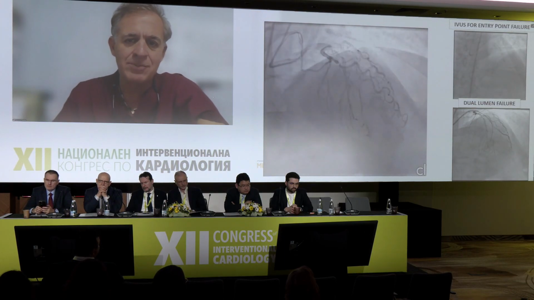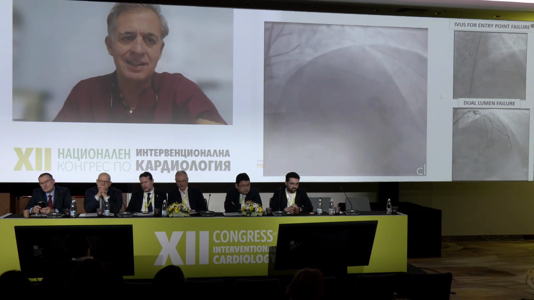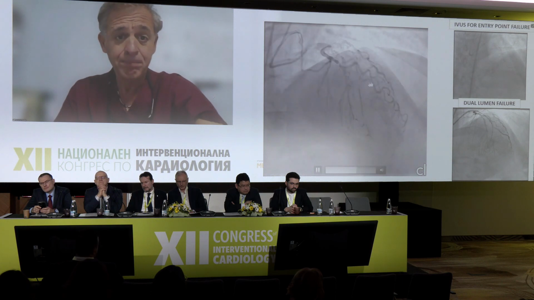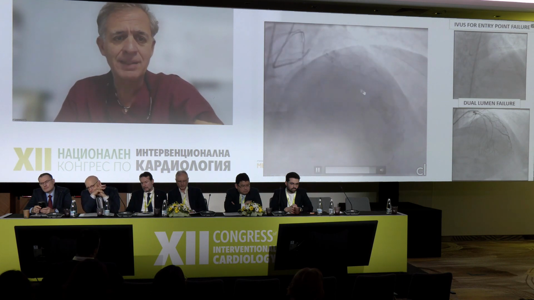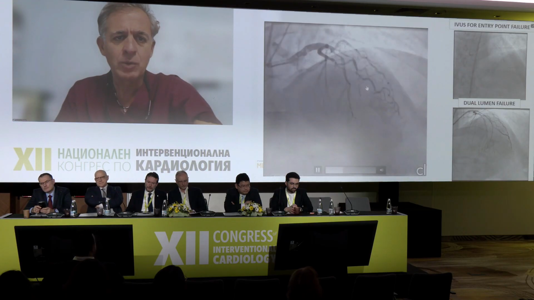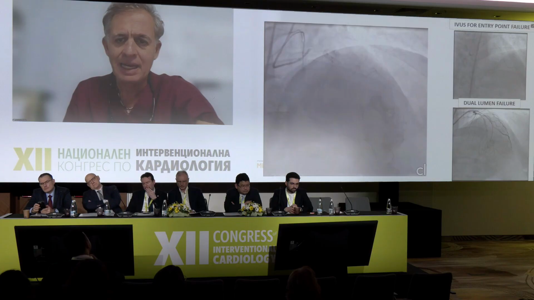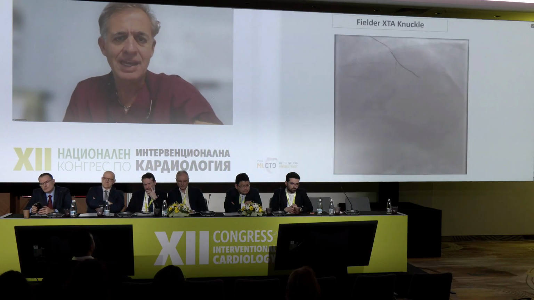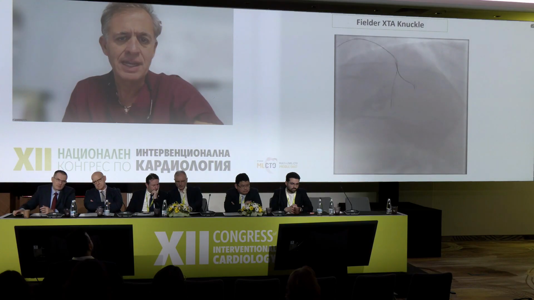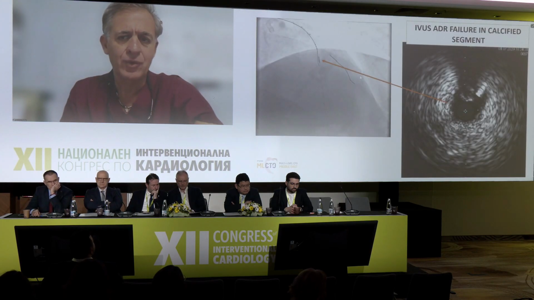In my experience, my success rate for IVUS-guided ADR is more or less 85-90% of cases. This is a case of some years ago. You can see here we have the LAD occluded with diffuse disease before and distal to the diagonal. The classical strategy failed, and then I had to knuckle with a Fielder XT-A, you can see here, and then try to put the IVUS, and this was the IVUS for re-entry.